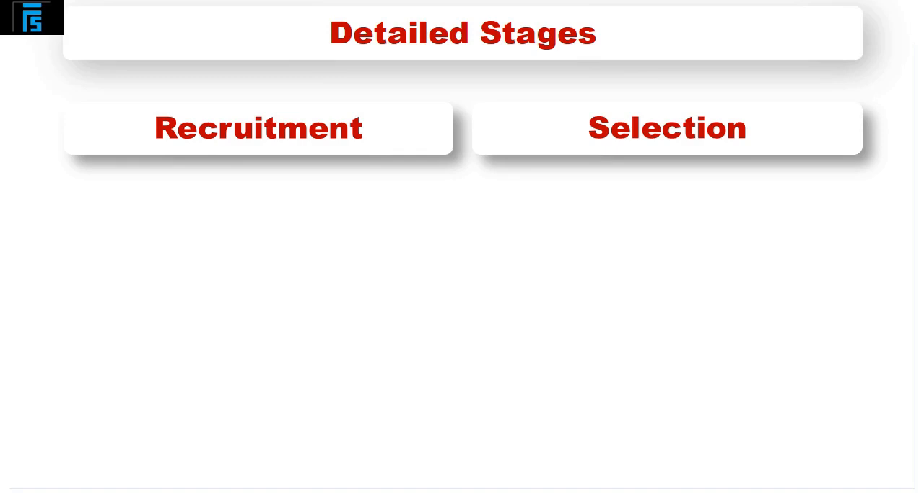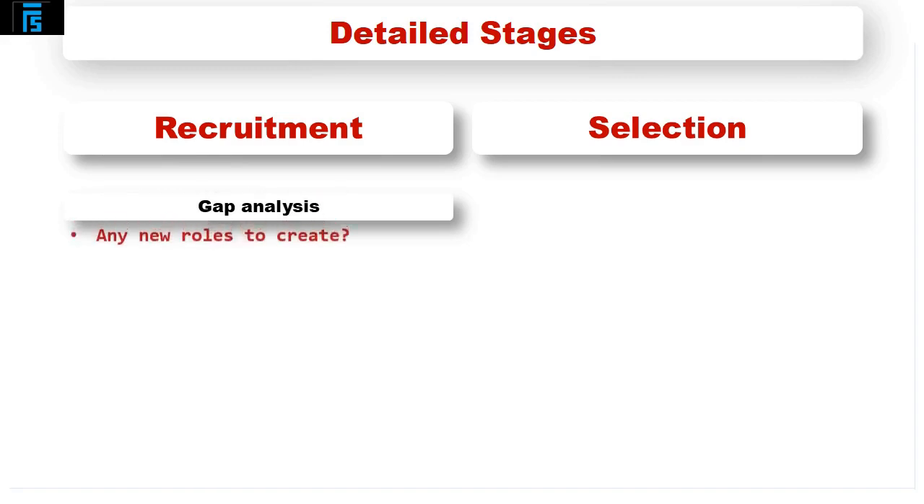So first of all, when we're going through recruitment, gap analysis, what we're thinking about there is, are there any new roles to create? Do we have any gaps? So, for example, it could simply be that an organisation is getting bigger and needs more people to do something. At the moment, we have one person who is doing all the administration. The company is growing bigger. We now need two people to do all this administration. So it could simply be a physical gap.